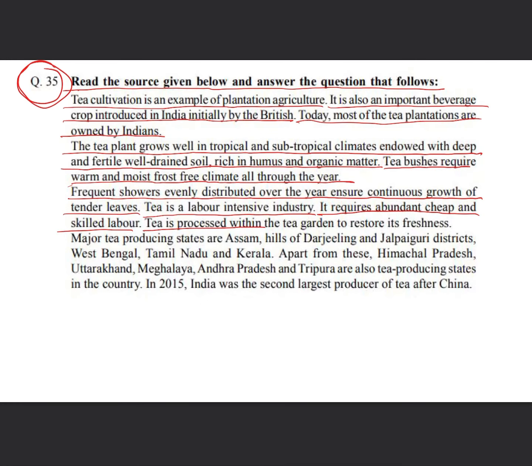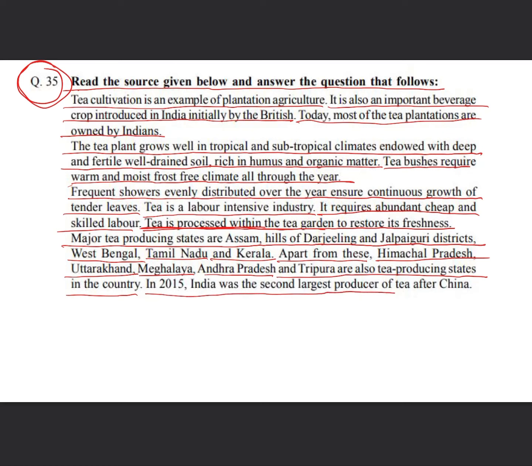Tea is processed within the tea garden to restore its freshness. Major tea producing states are Assam, hills of Darjeeling and Jalpaiguri districts, West Bengal, Tamil Nadu and Kerala. Apart from these, Himachal Pradesh, Uttarakhand, Meghalaya, Andhra Pradesh, and Tripura are also tea producing states in the country. In 2015, India was the second largest producer of tea after China. Now, we will move towards the question and answers after reading this source.